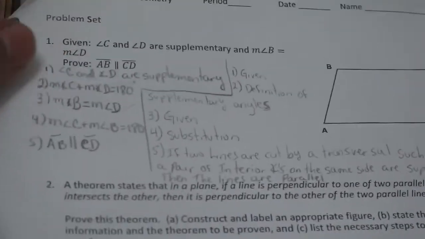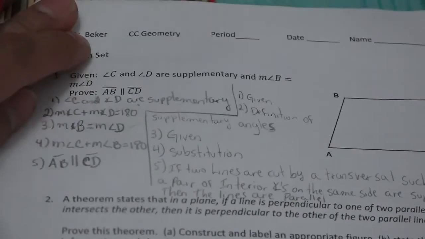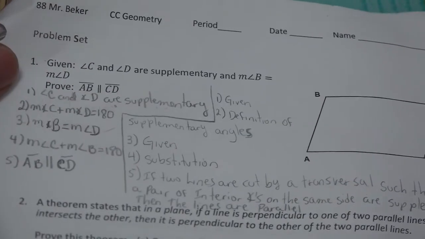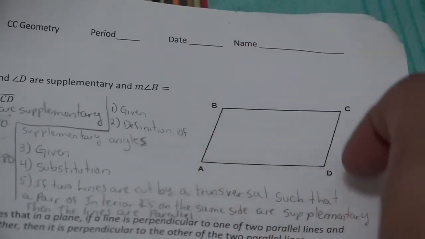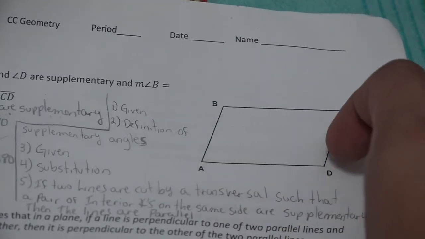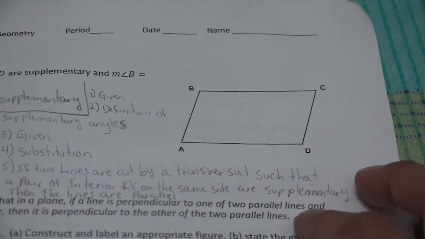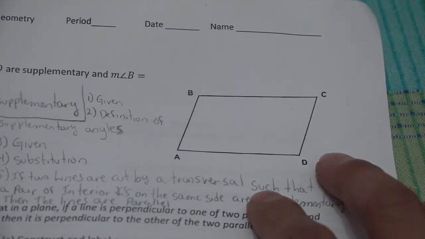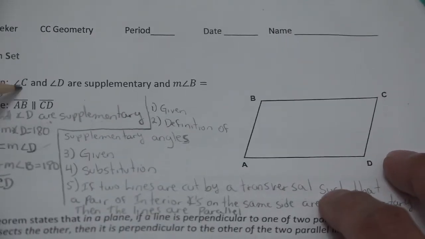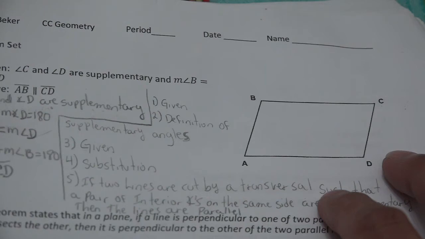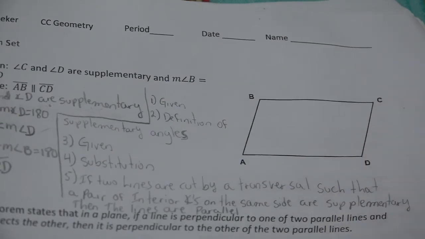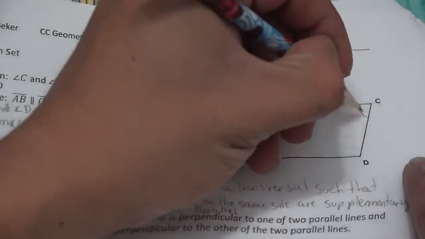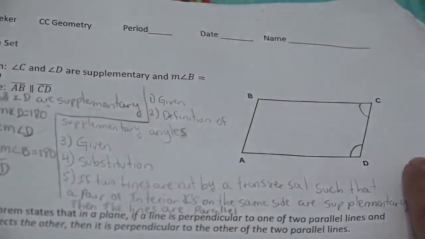This one is kind of different, but still the same thing. What I have is that I need to prove that AB is congruent to CD. How am I going to prove that? Well, they have to give me some type of information. It says given that angle C and angle D are supplementary.